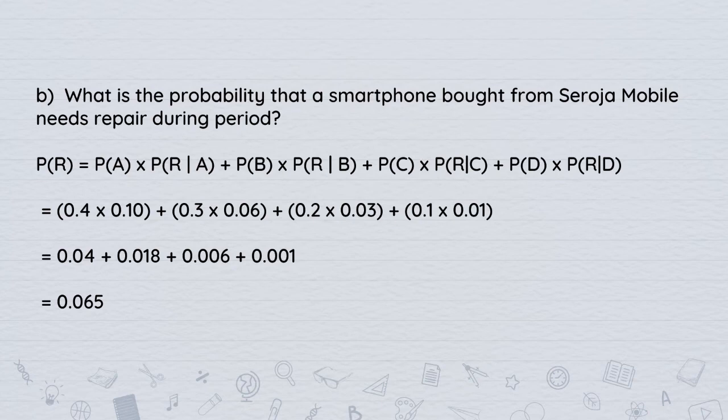Next question is, what is the probability that a smartphone bought from Suruja Mobile needs repair during the warranty period? So the probability that it needs repair, PR, equals PA times PRA plus PB times PRB plus PC times PRC plus PD times PRD. Just follow the information given and then calculate it, and the final answer is 0.065.